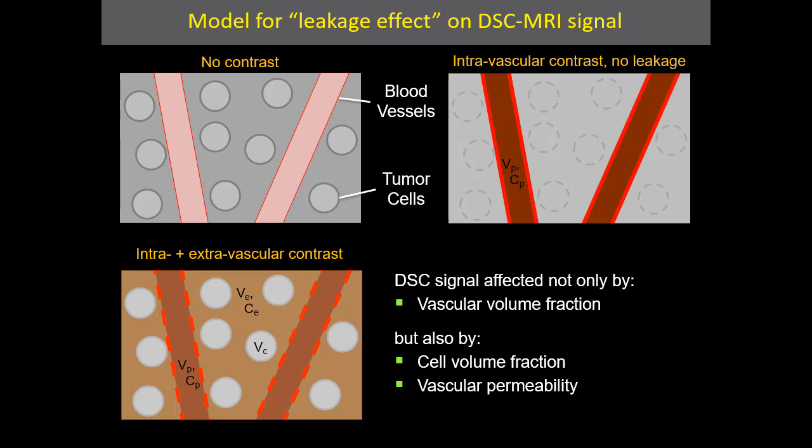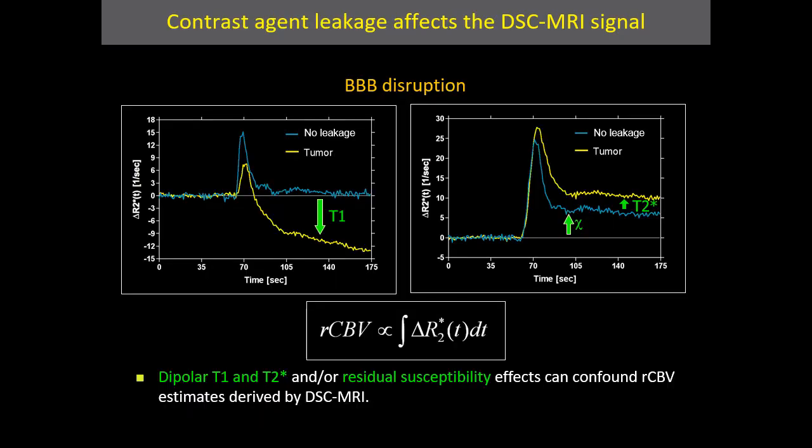And so DSC signal is affected not only by the vascular volume fraction, but also by the cell volume fraction and vascular permeability. And in this case, the relaxivity versus time curves no longer return to baseline like they do in classic tracer kinetics, but they'll extend below or stay above the baseline depending upon whether T1 or T2* effects predominate. And so clearly the relative cerebral blood volume estimates, which are proportional to the area under the relaxivity time curve, will be impacted.